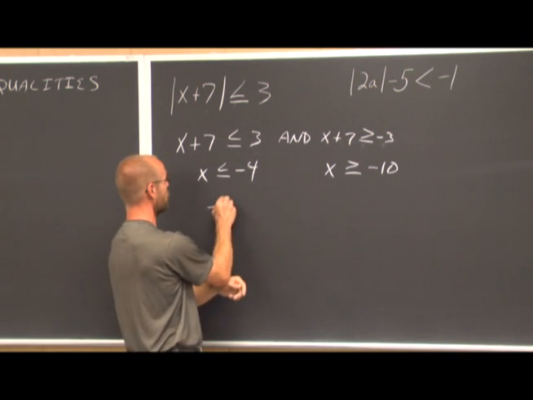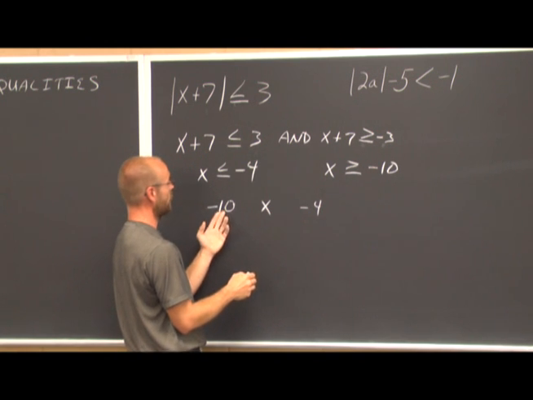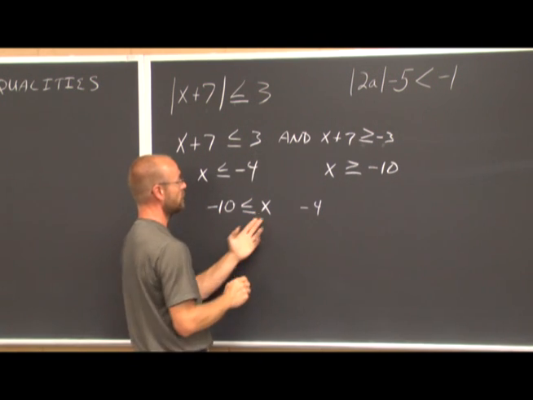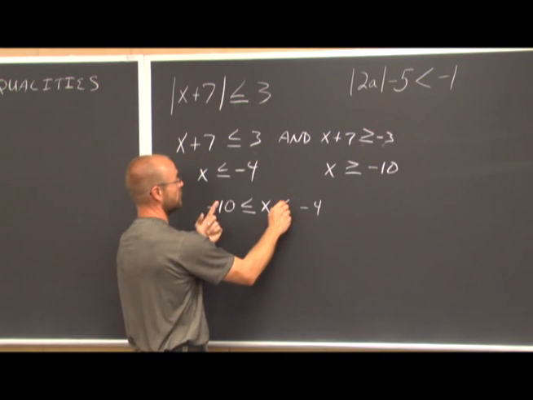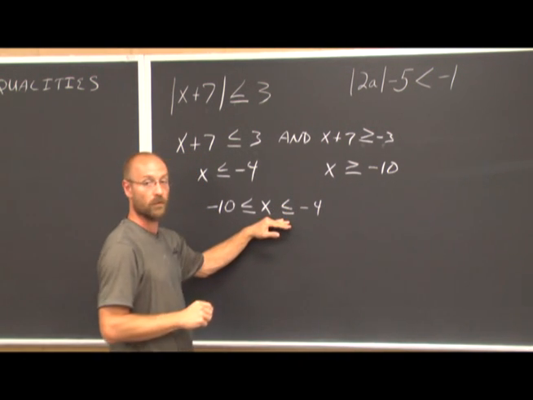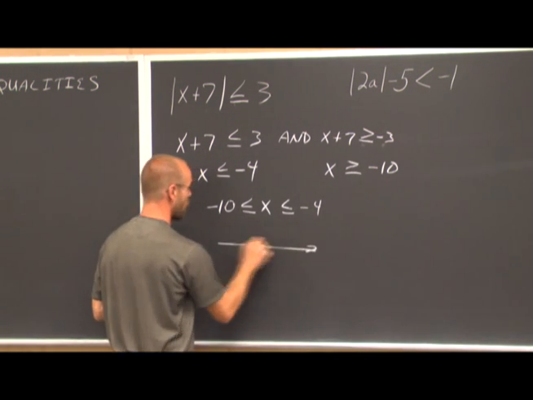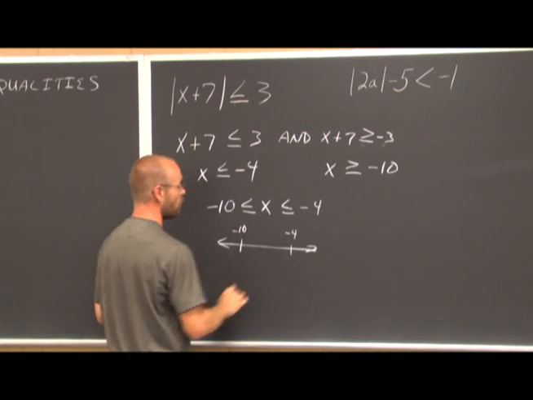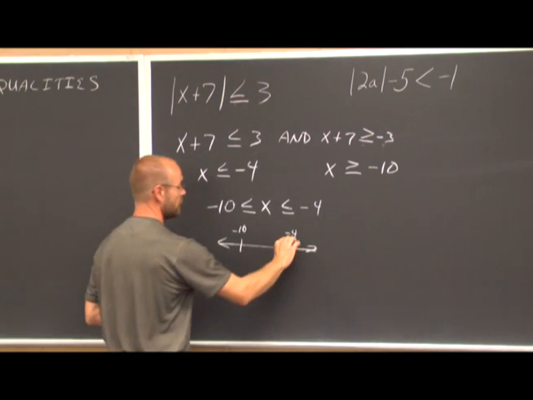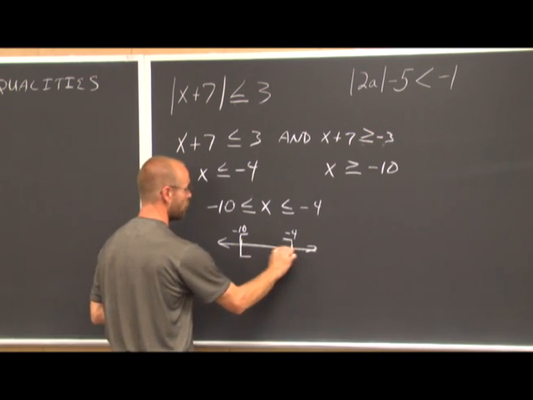So I'm just going to put it in order from least to greatest. And I know that negative 10 is less than or equal to x, because x is greater than or equal to negative 10. And x is less than or equal to negative 4. So we've also written it in proper set notation. We can graph this quantity. If this is negative 10 and this is negative 4, the intersection here is in between negative 10 and negative 4.